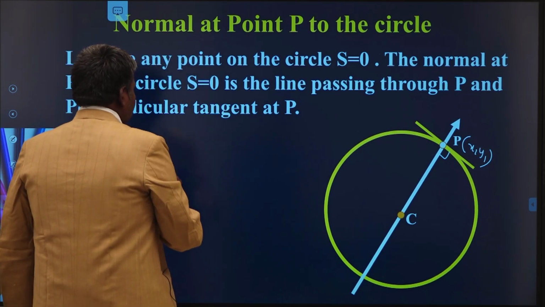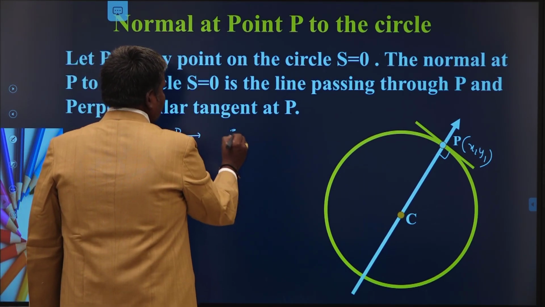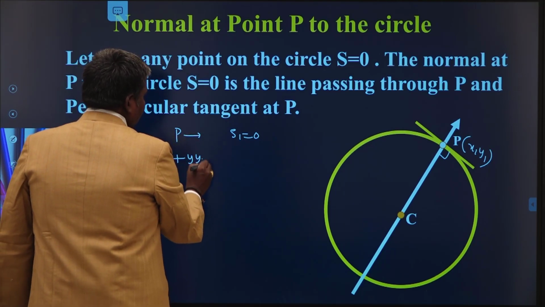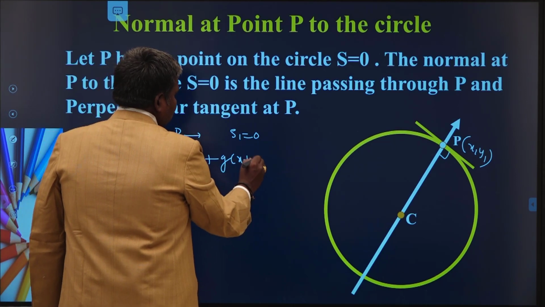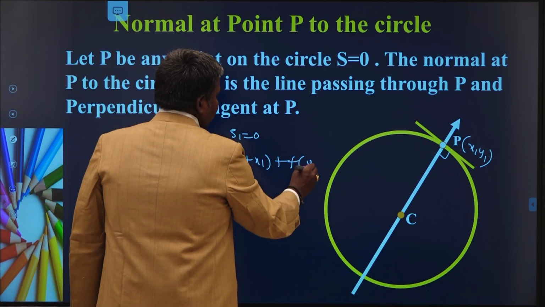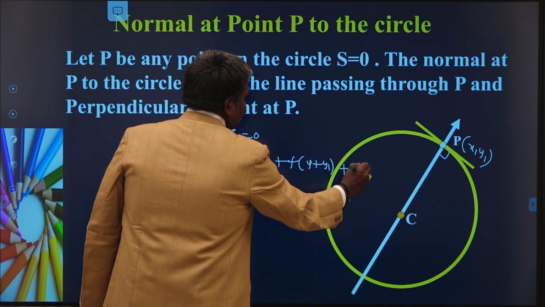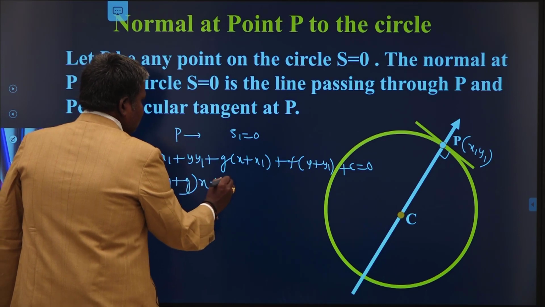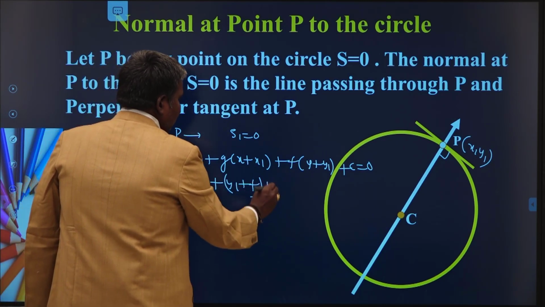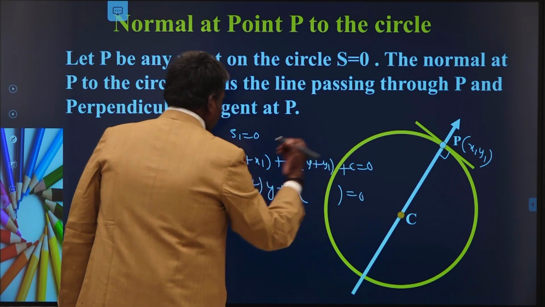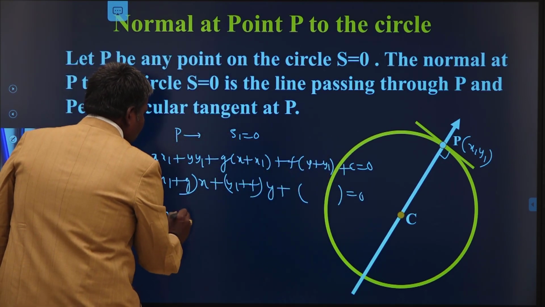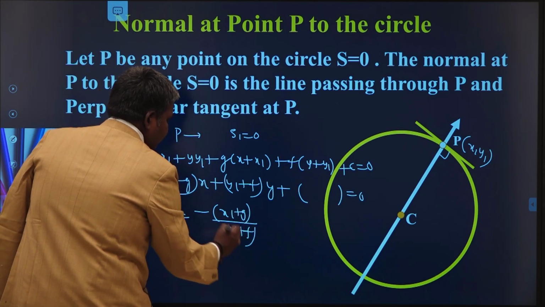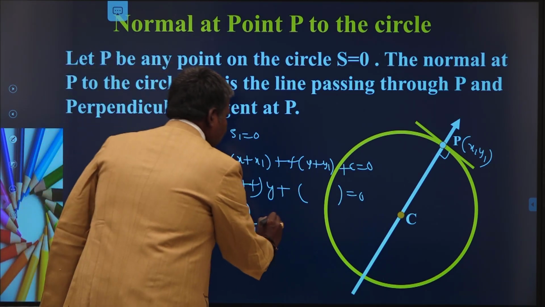So just we write it in this manner. What is the equation of the tangent at P? Tangent at P is nothing but S1 equal to 0, that is xx1 plus yy1 plus g times (x plus x1) plus f times (y plus y1) plus c equal to 0. This can be written as (x1 plus g) times x plus (y1 plus f) times y plus some constant equal to 0. What is the slope of the tangent now? m is equal to minus (x1 plus g) by (y1 plus f). This is the slope of the tangent.